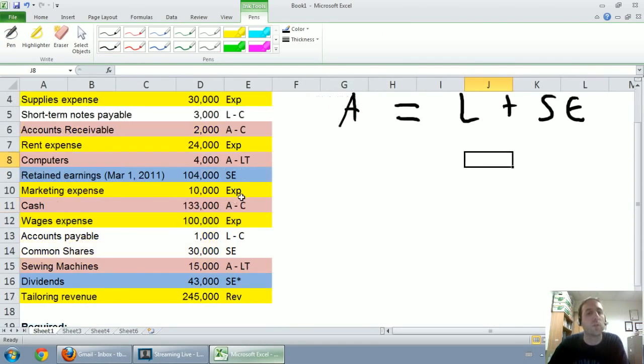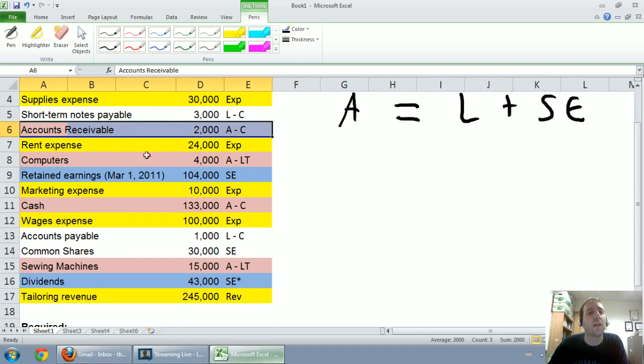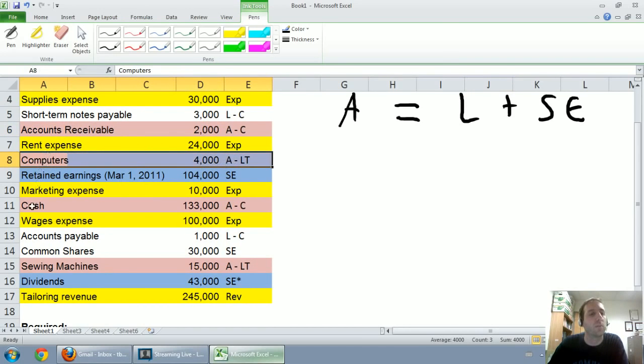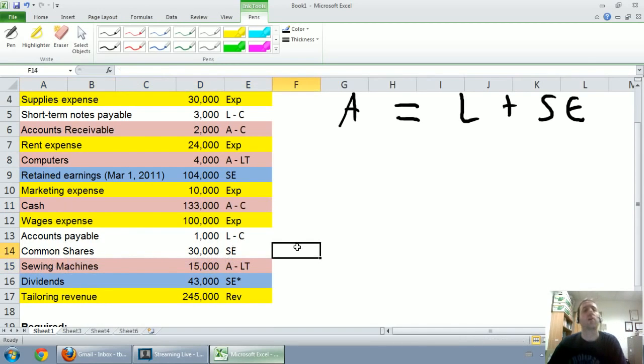Okay, so let's start with our assets. I'm going to go back to the original question, and I've actually taken the liberty of highlighting the assets in red. So you can see accounts receivable, computers, cash, sewing machines are all of our assets as we identified way back a couple of videos ago. So when we're writing out our assets, the order matters, and the fact that we've classified them as current or long-term also matters. We're preparing what's called a classified balance sheet, and that means we're going to distinguish between current assets and the long-term, or in this case, their capital assets. So let's list out our current assets, and then we'll list out our capital assets.